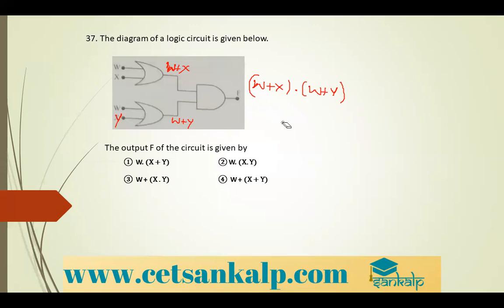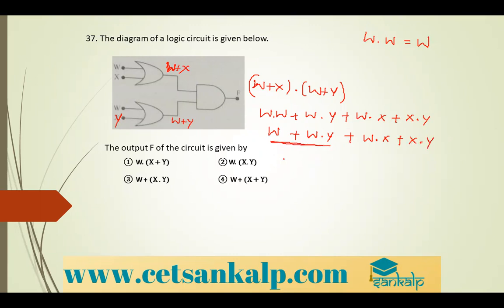See here. Now, this one, using the Boolean algebra only, you have to work it out. See here. What I'm going to do, split it. Okay, again W dot W plus W dot Y plus W dot X plus X dot Y. So according to the Boolean expression, W dot W is equal to W. So I have written W plus W dot Y plus W dot X plus X into Y.